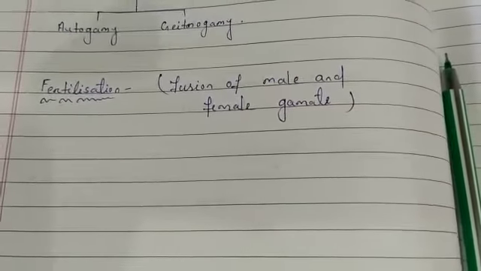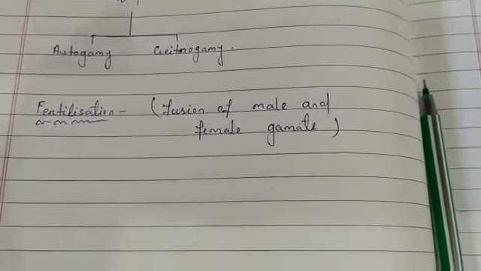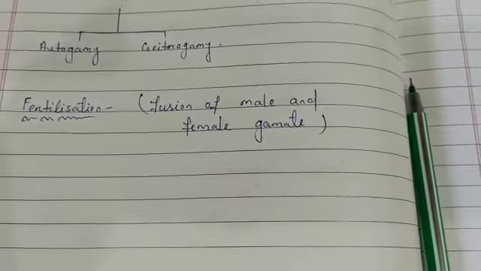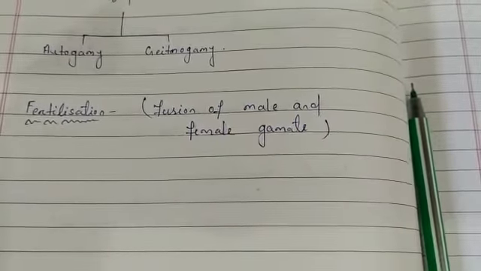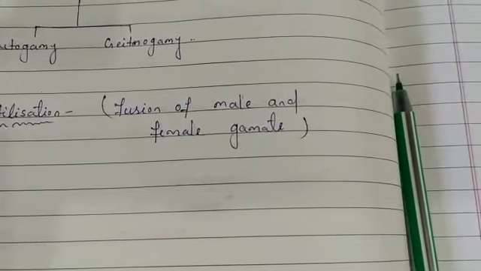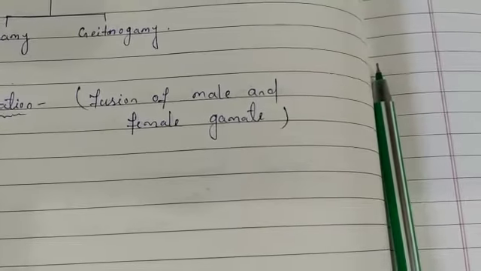Fertilization. Next is fertilization, the fusion of the male gamete and the female gamete. When a pollen grain settles on the top of the stigma, it germinates to produce a pollen tube. The pollen tube enters the ovary through the style and the male nuclei are transferred to the ovary through the pollen tube. The cell formed just after fertilization is known as the zygote.